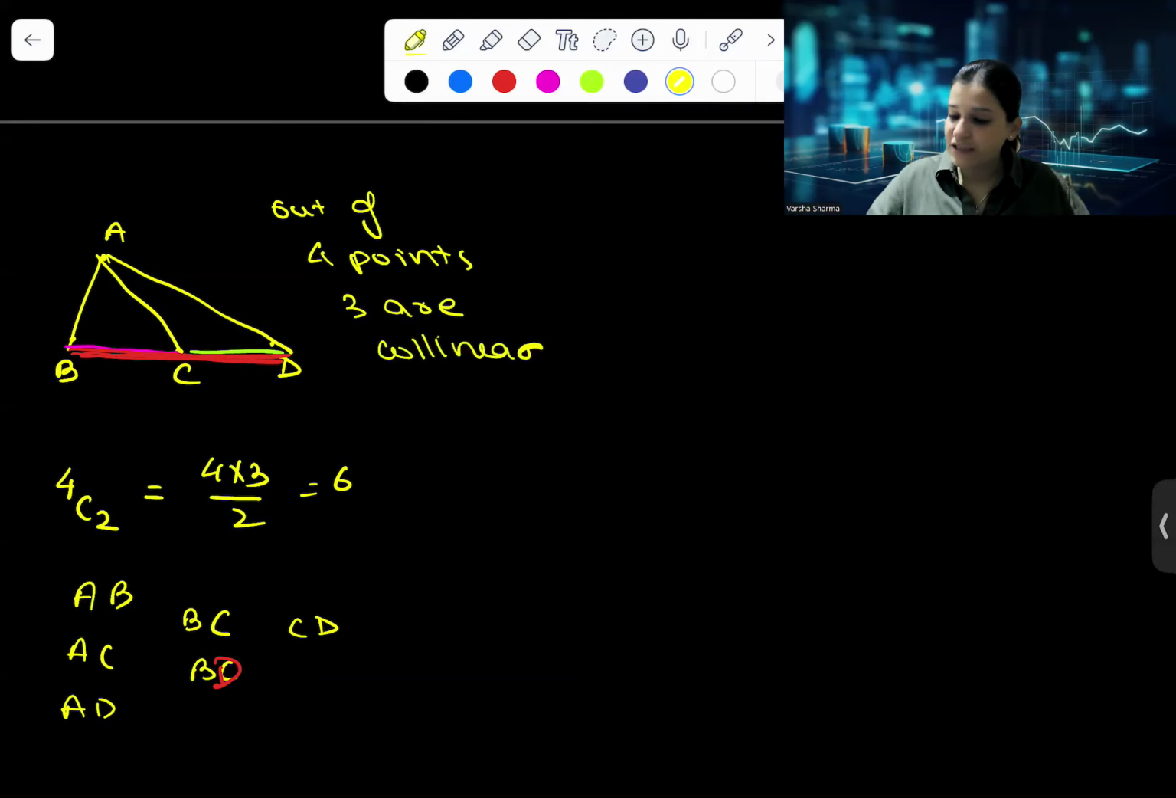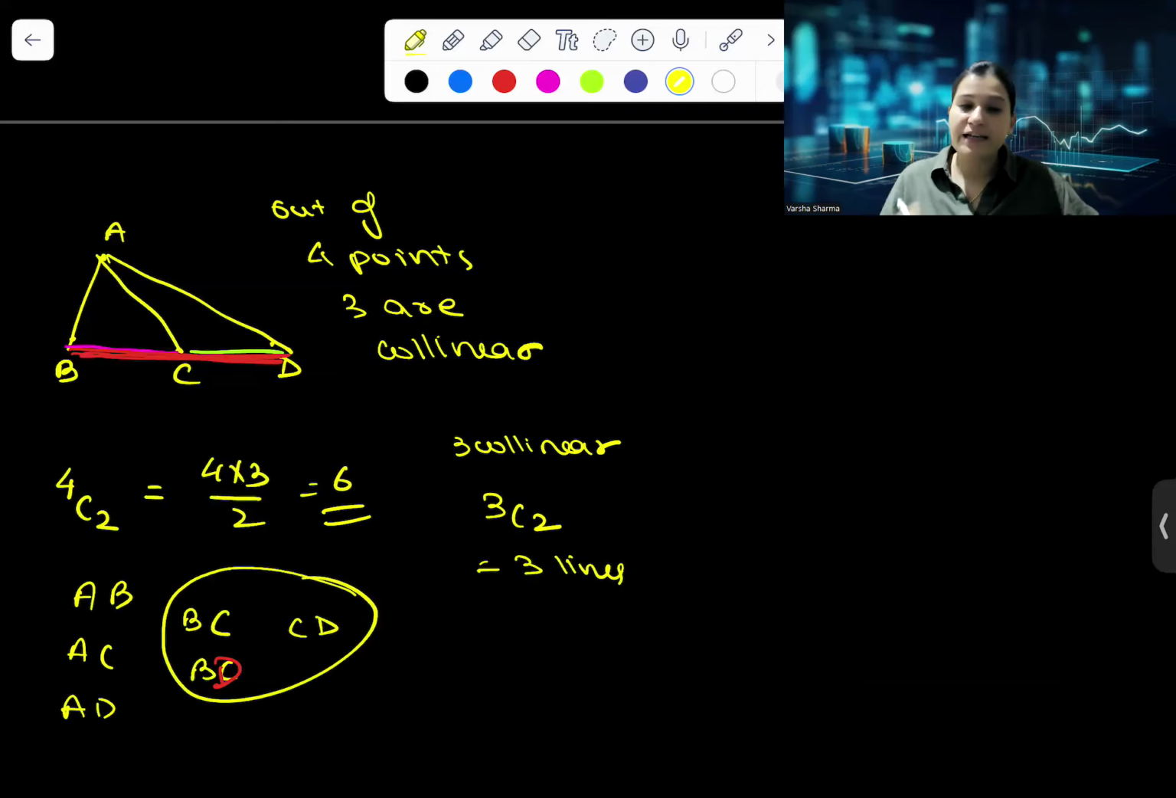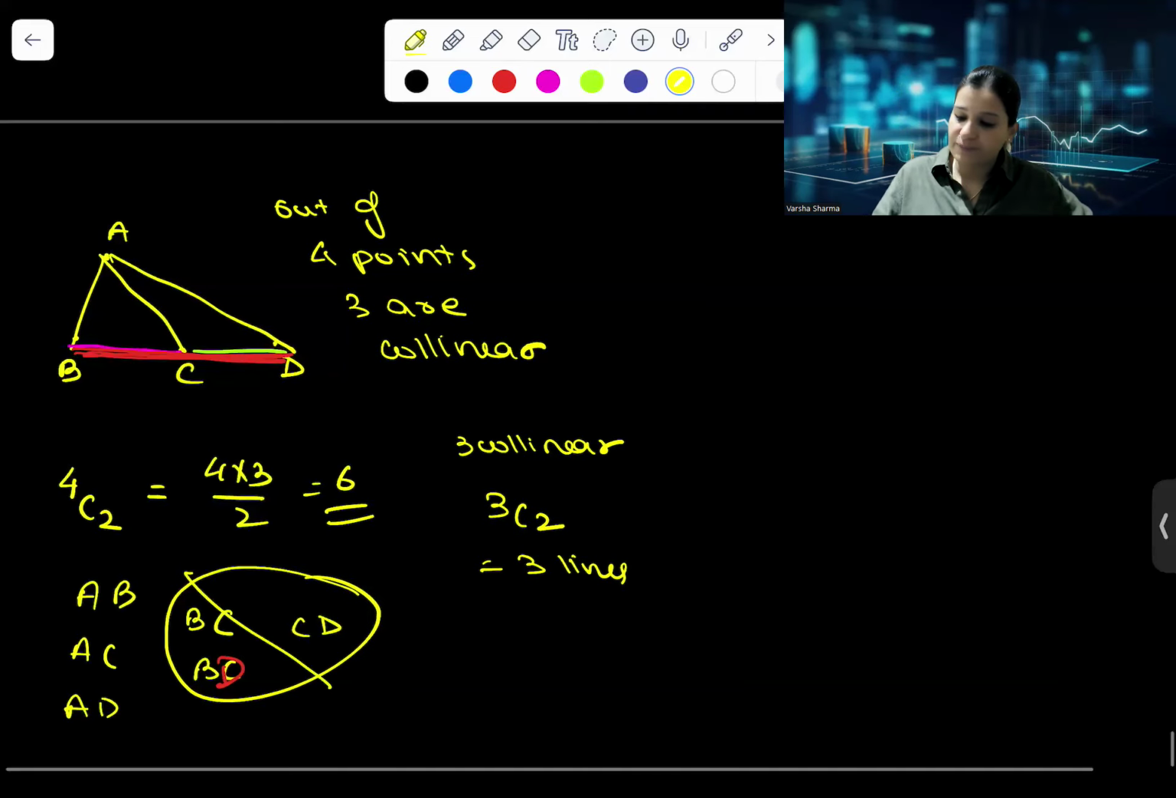So in total, if I first say I got 6 lines, that's wrong because I've counted a few of the lines extra. Which are the lines I've counted extra? The ones that the collinear points are forming. How many points are collinear? 3. Those 3 collinear points will give me how many lines? 3C2. The 3 collinear points B, C, D will give among themselves 3C2, that is 3 lines. So what I will do is, from the total lines, remove all of them.